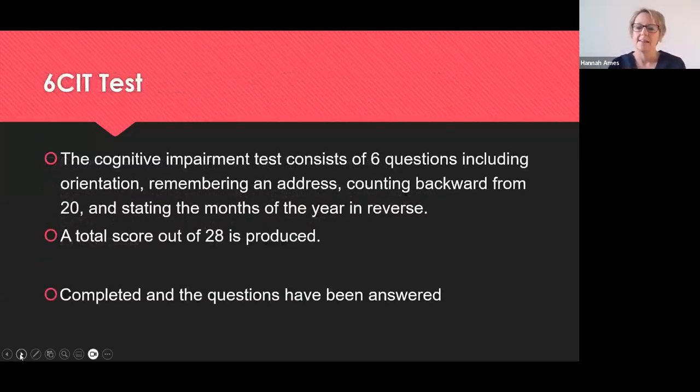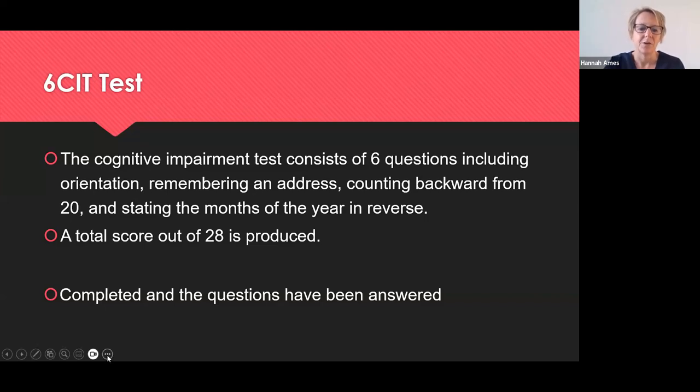So the 6CIT test, the cognitive impairment test, consists of 6 questions around things such as orientation, remembering information, counting backwards, stating the months of the year in reverse, and it's scored out of a total of 28. In your OSCE, in your assessment station, those questions have already been asked and assessed, and you have got numbers in the boxes. You do not need to repeat those questions. You don't have time to. And it might say that it was completed yesterday, in which case that's absolutely fine to use. So don't waste time trying to complete it again, because you will run out of time.